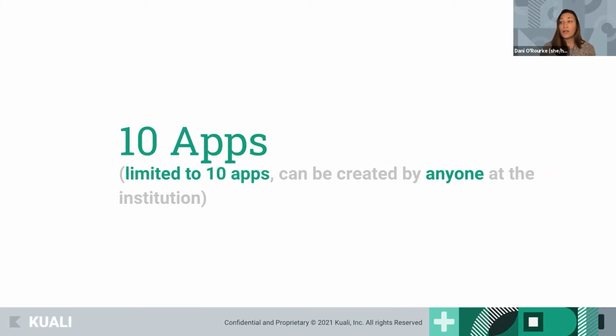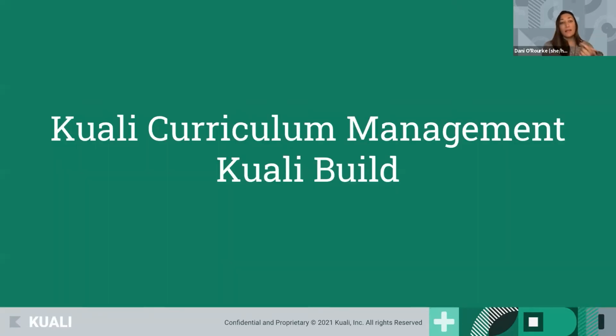And then our introductory license is our 10 applications. Limited to 10 apps, can be created by anyone at the institution, and forms can be filled out and submitted by anyone. All right, now let's consider Kuali Build in relation to Kuali Curriculum Management or your curriculum system on campus.